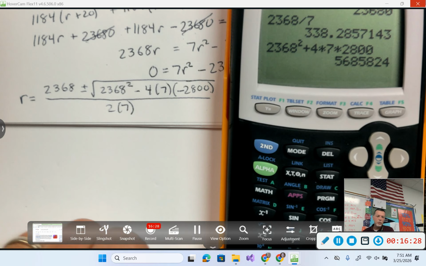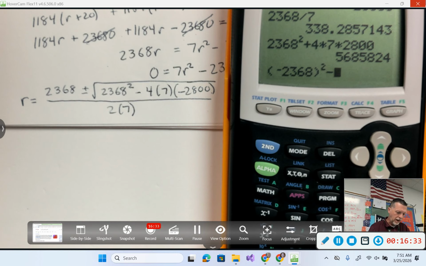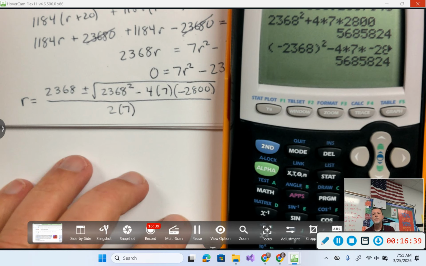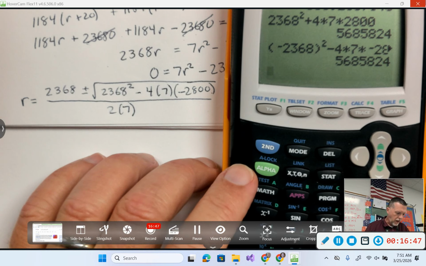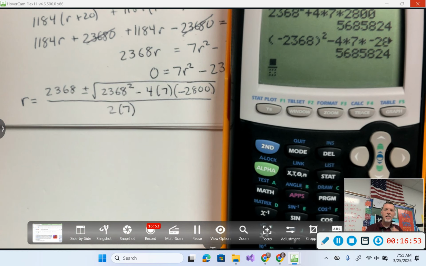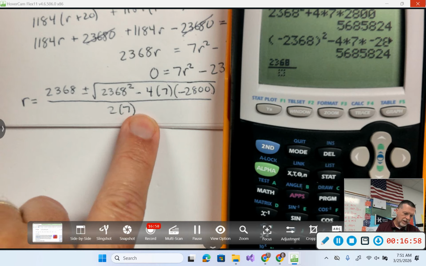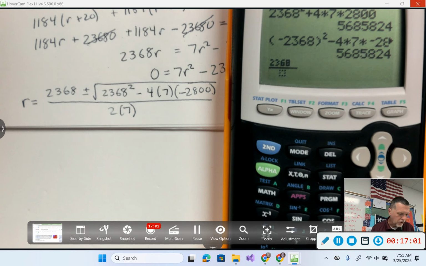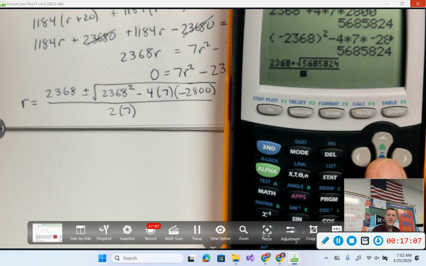If that messes with you, then you better do it carefully and put in negative 2368 squared minus 4 times 7 times negative 2800. That should be the same thing. But if you understand math, you can go a little bit quicker in the calculator. Okay. Big numbers, fractions. Oh, I'm gonna use the fraction bar. Get all fancy here. 2368 plus or minus, so I don't know which one to use first, plus square root, and then you can go up and copy that all over 14.